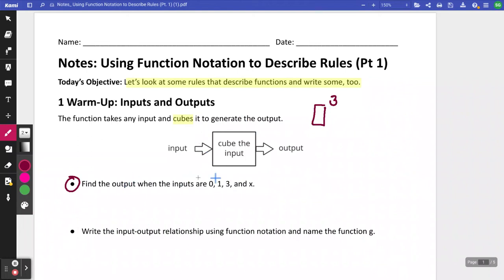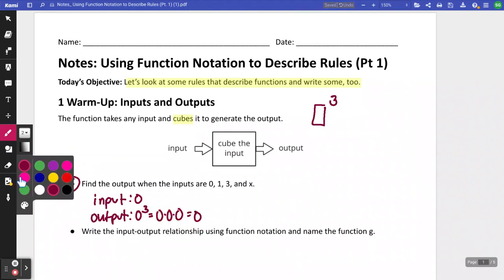Well, we know this function cubes whatever the input is. So if my input is 0, to get my output, I just need to cube 0. So I would do 0 cubed. Remember, cubing something means you're multiplying it by itself 3 times. So my output would still be a 0. And we could do this for the other ones.